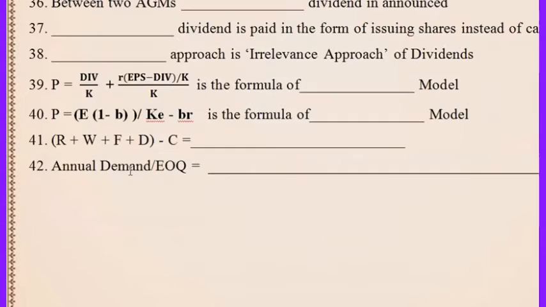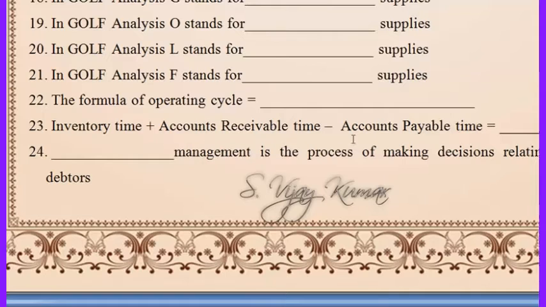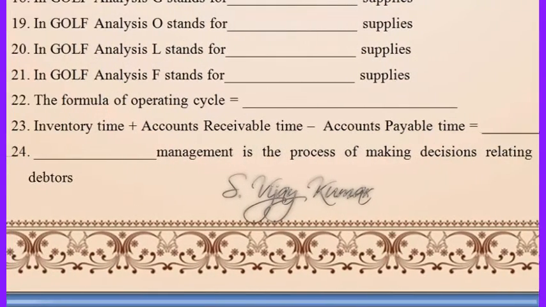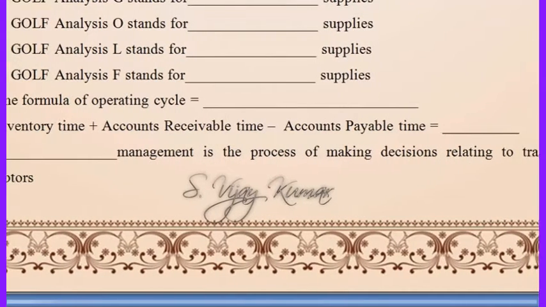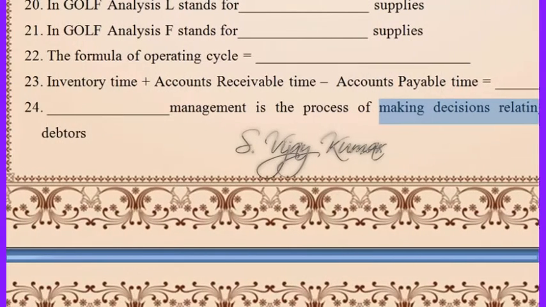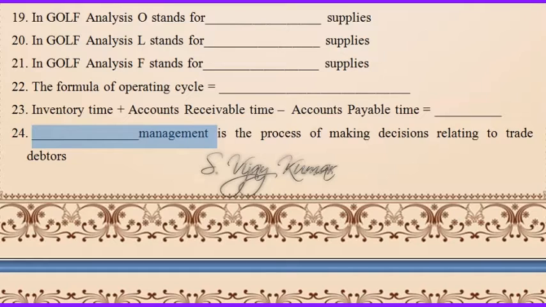Inventory time, that's raw material, finished goods, work in progress time, plus accounts receivable time, that's the debtors time, minus accounts payable time, that's the creditors time. It's nothing but operating cycle. The answer is operating cycle. 24. Dash management is the process of making decisions relating to trade debtors. Debtors are the people who are buying goods from us on credit. We have given them the credit, so the answer is credit management.